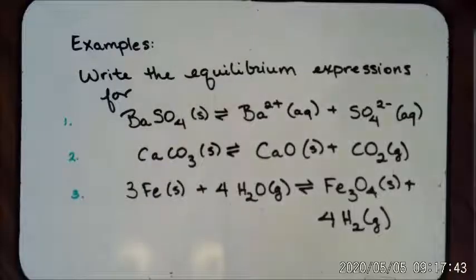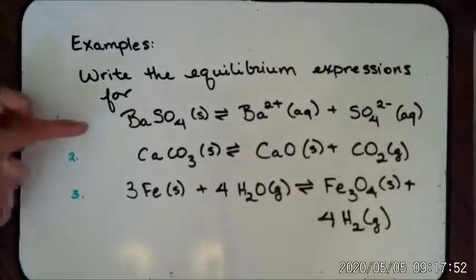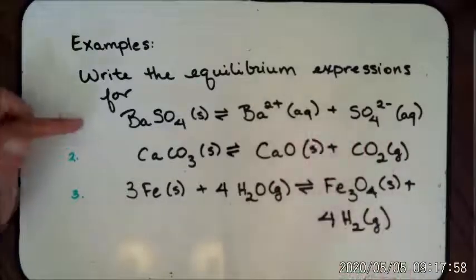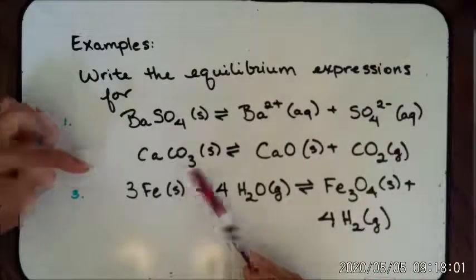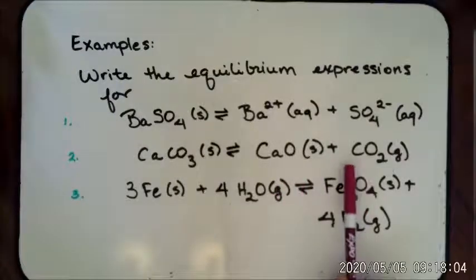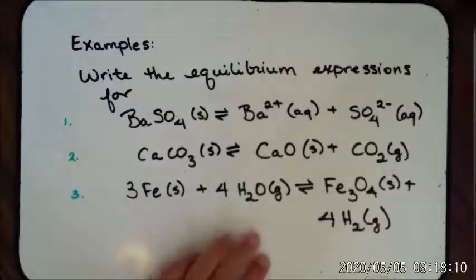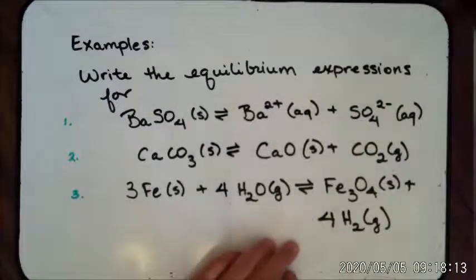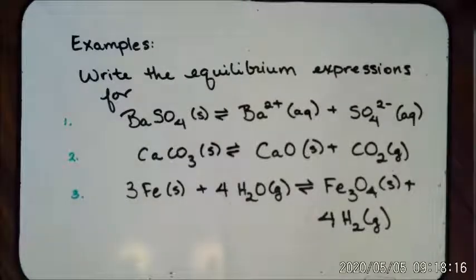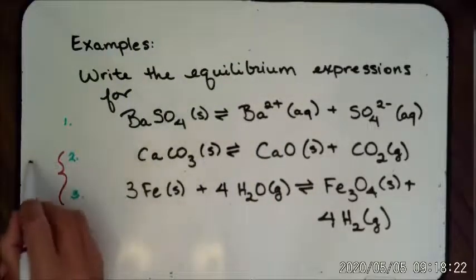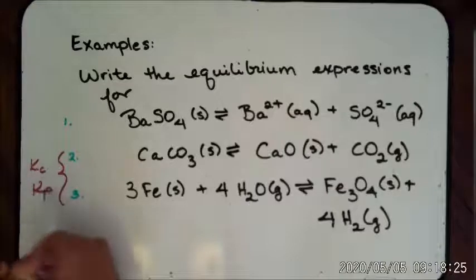Let's do a few examples before we continue on. So, with example 1, let's write the equilibrium expressions. Example 1 is barium sulfate dissolving into the barium ion and the sulfate ion. Example 2 is calcium carbonate decomposing to calcium oxide and carbon dioxide gas. Example 3 is iron reacting with water vapor to become rust and hydrogen gas. For the first one, we're just going to do Kc, and for numbers 2 and 3, we're going to do Kc and Kp.